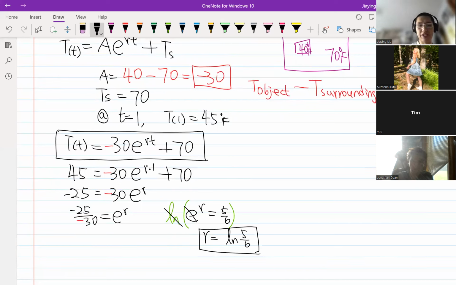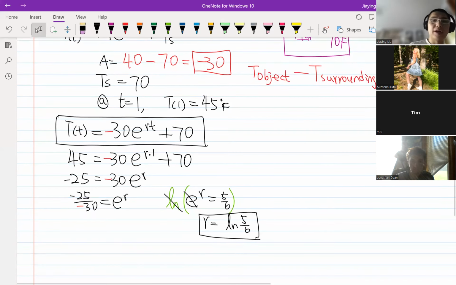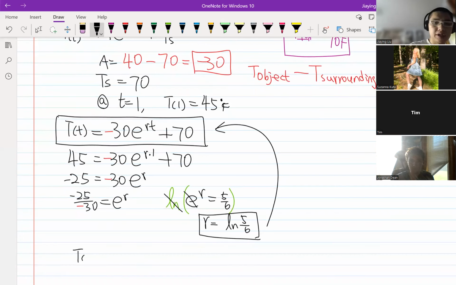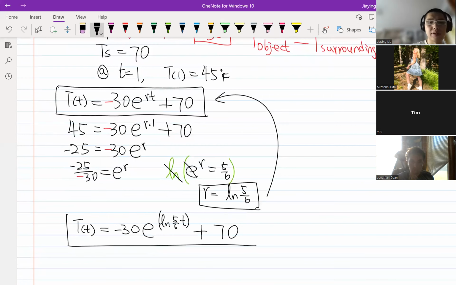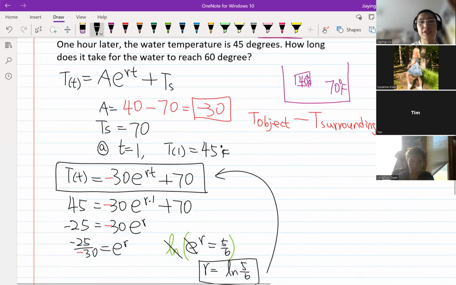As you can see earlier, if I didn't fix the issue with the negative 30, I end up with a negative number. That could not possibly be in the natural log, right? So we're going to have a problem. So here we have R is natural log 5 over 6, and we can put it back into the formula. We get T of t, the temperature of the object, is equal to negative 30 e raised to the natural log 5 over 6 times t, all in the exponent, plus 70. And this is going to help us answer the question.